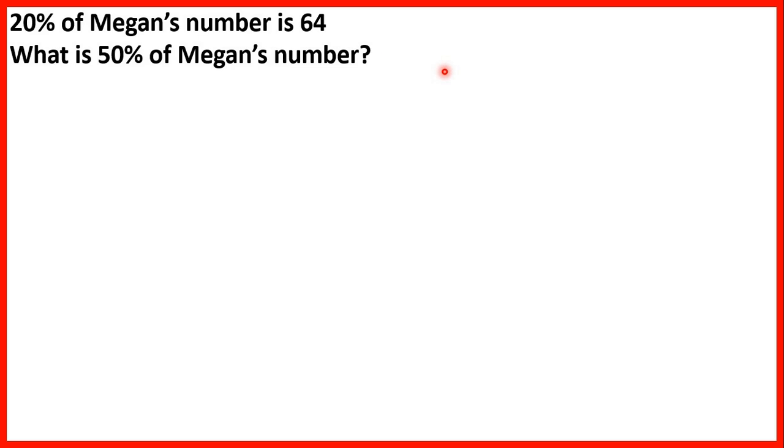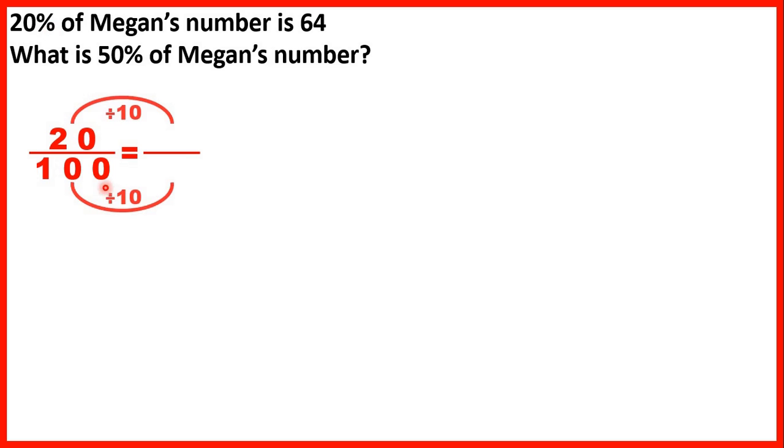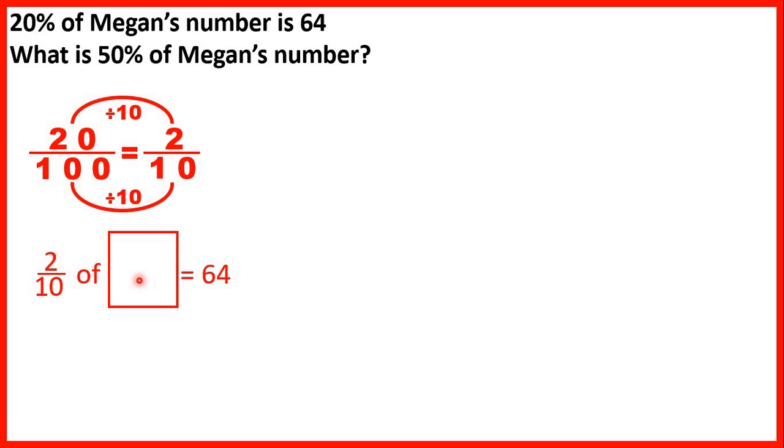number. There is another way of working this out. 20% is 20 hundredths, but we can simplify that to 2 tenths. So we know that 2 tenths, or 20%, of Megan's number is 64. So we can write what we know as a missing number problem.